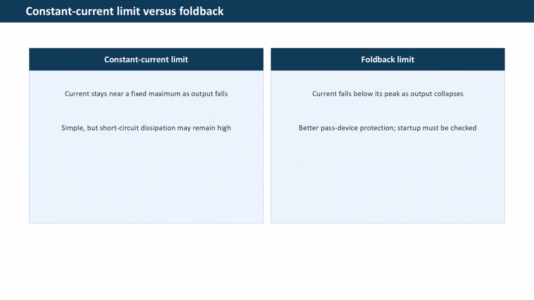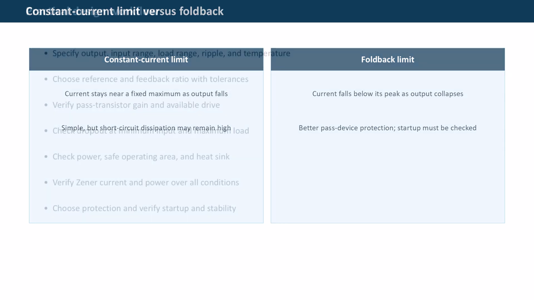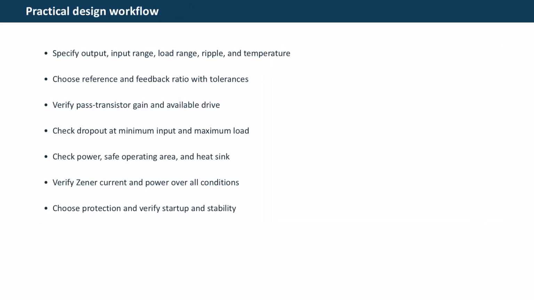Constant current limiting is simpler, but the pass transistor can still dissipate approximately input voltage multiplied by limiting current during a short circuit. Foldback reduces both voltage and current stress, although it can complicate startup into heavy or capacitive loads. A robust regulator is designed from worst-case conditions, not nominal values alone.